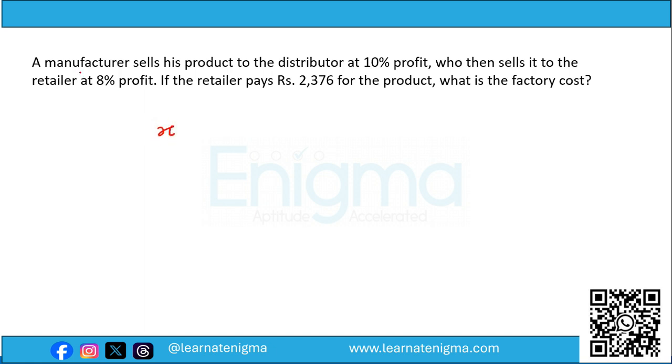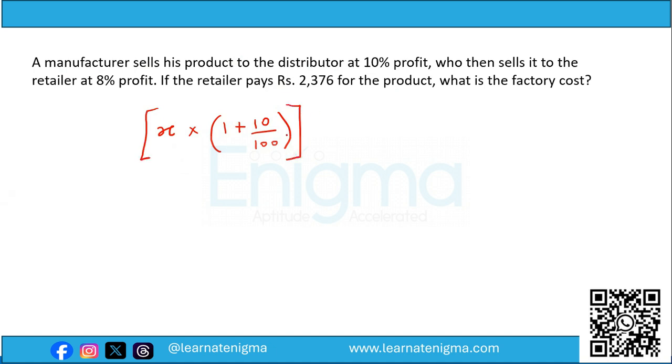Now, that is the cost incurred by the manufacturer. He is selling the product to the distributor at 10% profit. That means he is selling the product by increasing the price by 10%. So the multiplier will be 1 plus 10 by 100. So X into 1 plus 10 by 100 is the cost price for the distributor.